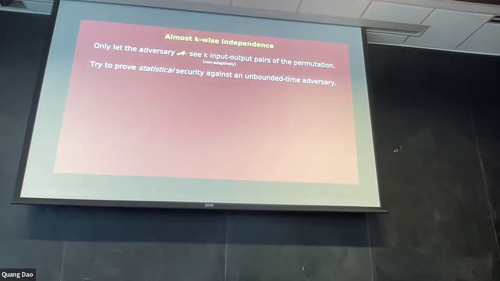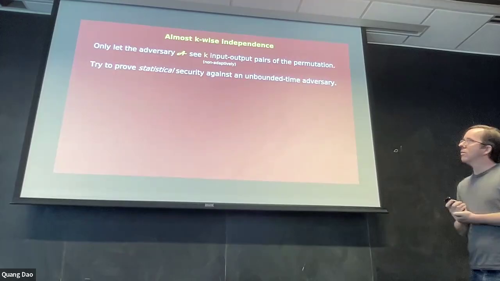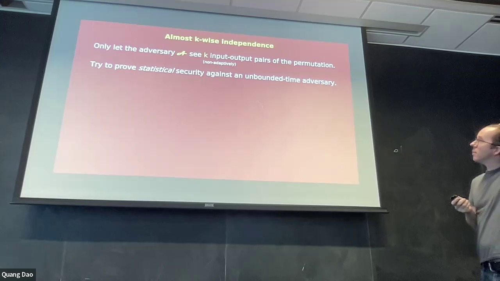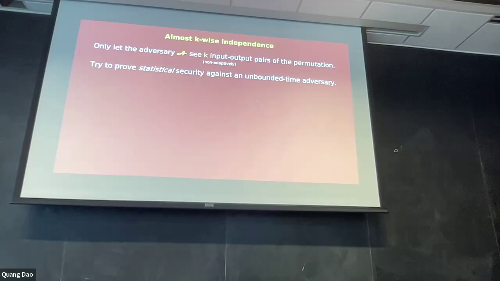One thing you can try to do, and this is what people seem to have done a fair amount, is, instead of looking at cryptographic pseudorandomness, come up with some notion of statistical pseudorandomness that you can actually prove things about. That brings us to this definition of almost k-wise independence. The idea is to imagine a slightly different model of security where the adversary can only see k input-output pairs of a permutation, and you try to prove statistical security even against an unbounded time adversary.